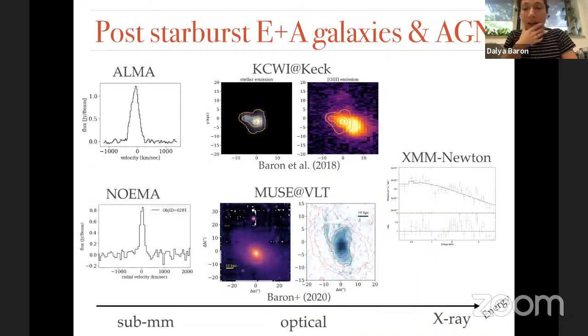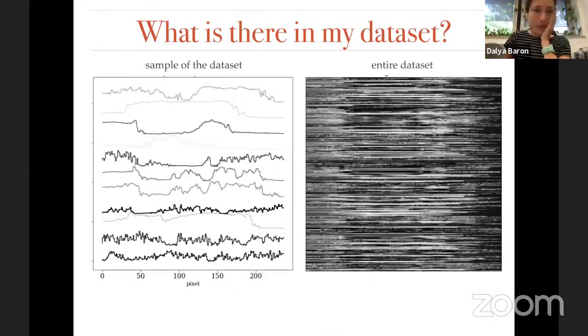In fact, we found there one system, a post-starburst E+A galaxy with AGN outflows. This was a subclass of objects we did not know existed before. And this became my PhD project. We started a large follow-up campaign following these objects up with ALMA and NOEMA and different optical IFUs and X-ray in order to examine and study these objects.